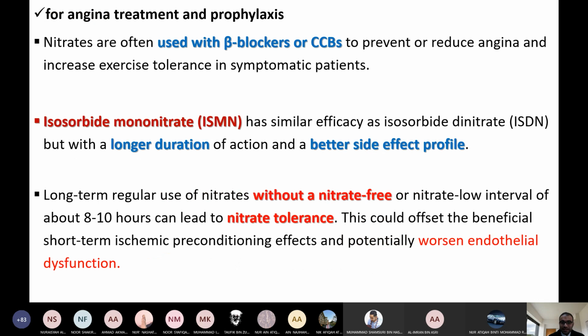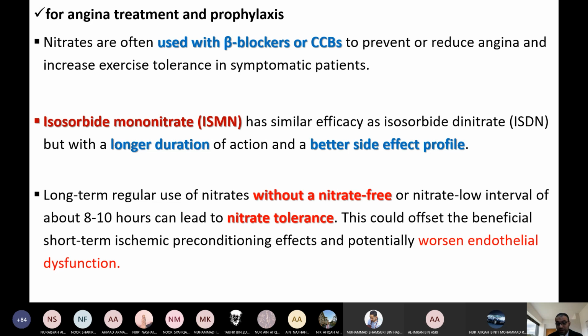For the treatment and prophylaxis, where and with whom can we use nitrate? Nitrate can be used with a beta blocker or the CCB that we mentioned, as add-on therapy for symptom relief. And in the long term, we have isosorbide mononitrate, which has a longer duration compared to the dinitrate and a better side effect profile.